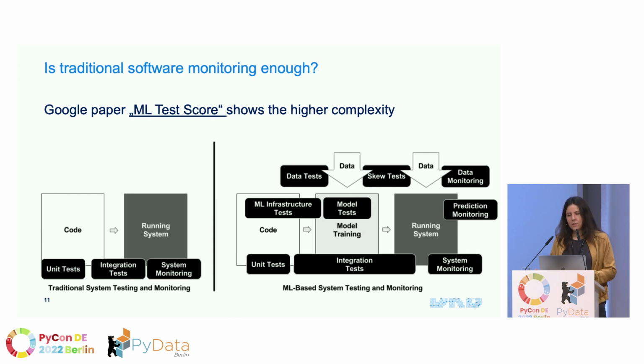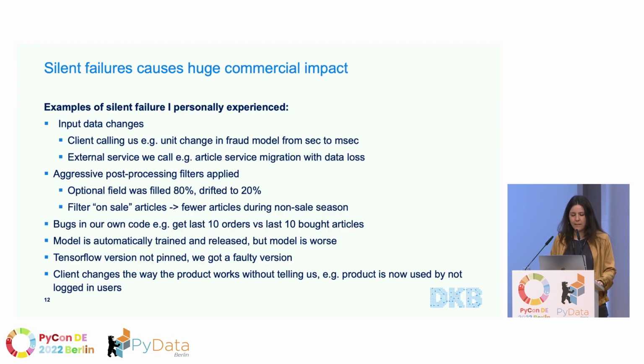So is this kind of traditional monitoring enough for machine learning applications? I brought you a picture here from a Google paper called Machine Learning Test Score for Production, and you can see that the complexity of machine learning applications is higher than classic back-end software engineering, and that's mostly because there are diverse data-related things that you have to monitor. For example, the data itself, skew between training and production, the model updates, the model training, pipelines, etc. So you can see it becomes more complex.